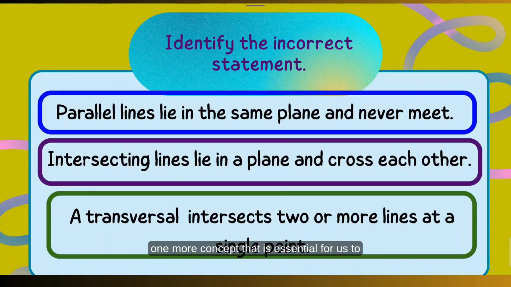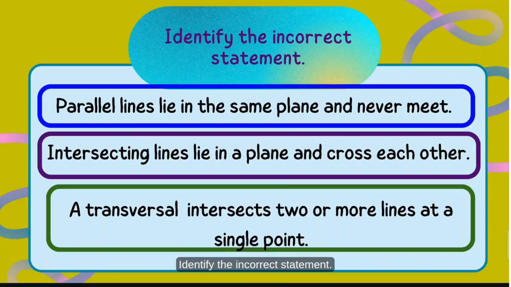Moving on, one more concept that is essential for us to understand before we dig into the quadrilaterals is parallel and intersecting lines. Identify the incorrect statement. Parallel lines lie in the same plane and never meet. Intersecting lines lie in a plane and cross each other. A transversal intersects 2 or more lines at a single point. Pause the video and choose the correct option.